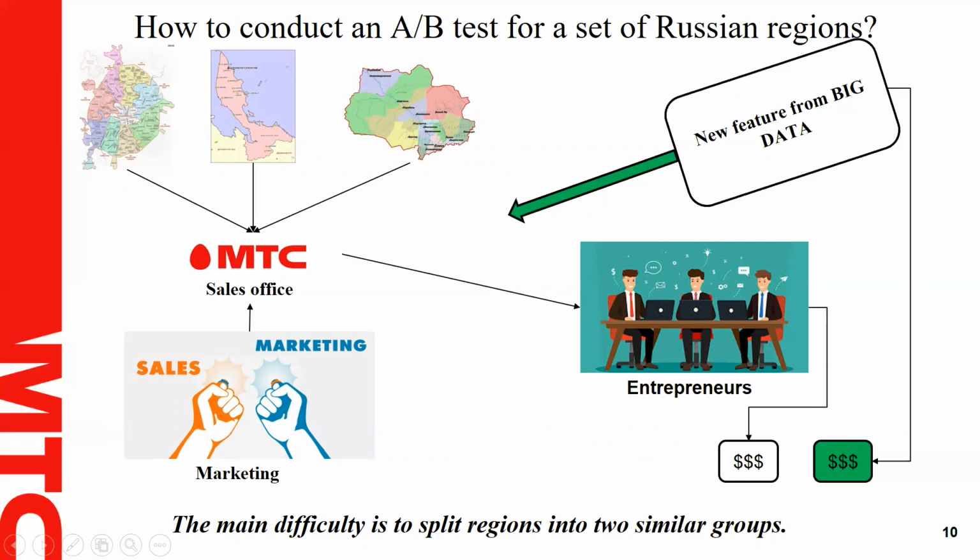The main difficulty hides in dividing regions into such similar groups according to the sales data available to MTS. We want to offer a big data product to one group and not to the other. We want to validate if big data really brings in more money and how much more.